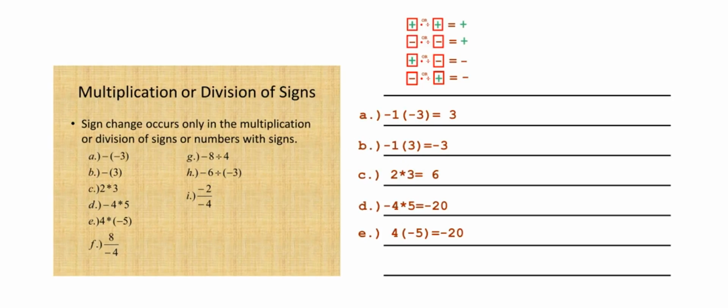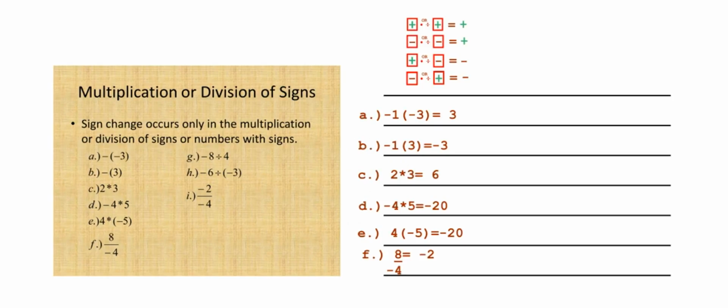E. Once again, 4 times 5 is 20. And now notice, we need parentheses around the 5 because there's a negative. This represents that there's multiplication between the 4 and the negative 5. So, two opposite signs being multiplied. One's a negative and one's a positive. Or should I say 4 is positive, 5 is negative. 4 times 5 is 20. Positive, negative, still negative.